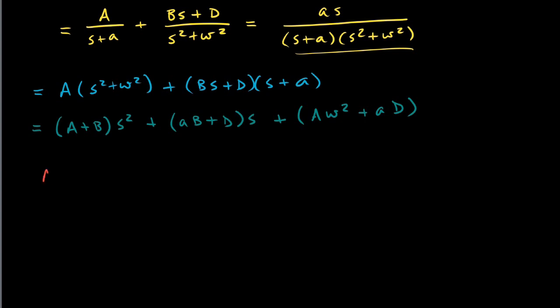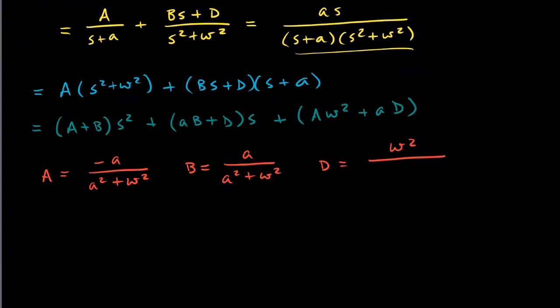But I'm going to end up with A can be written as negative little a over the quantity little a squared plus omega squared. And then B is going to be the negative of that, so B is going to be little a over, again, the quantity little a squared plus omega squared. And then D is going to look like omega squared divided by, again, a squared plus omega squared, and that's little a. So there's a lot of commonality in those expressions, which is good for us.